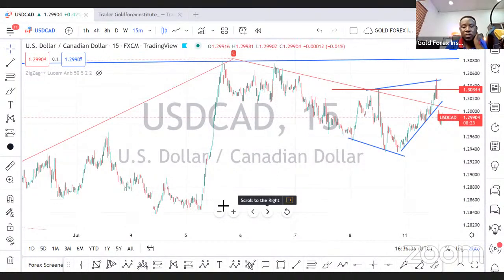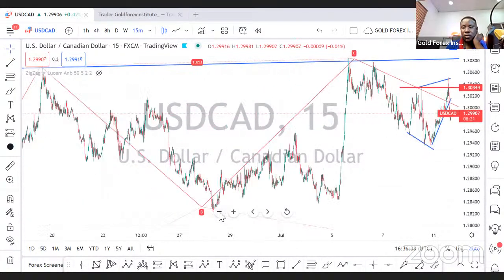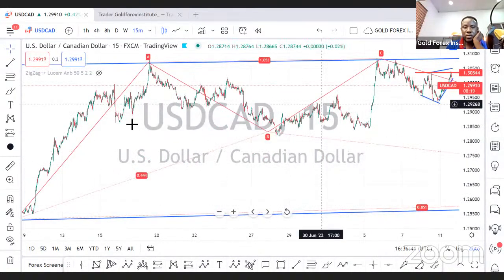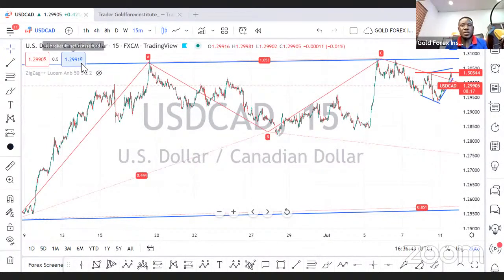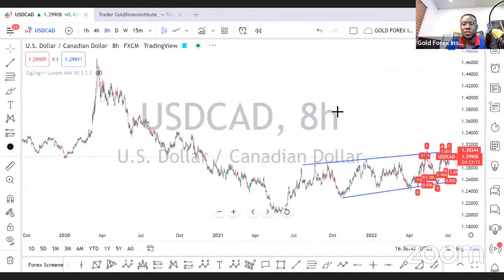I hope it's very clear over here. So now, these are some of the pairs I'm looking at. Let me show you my dashboard, what I'm looking at.